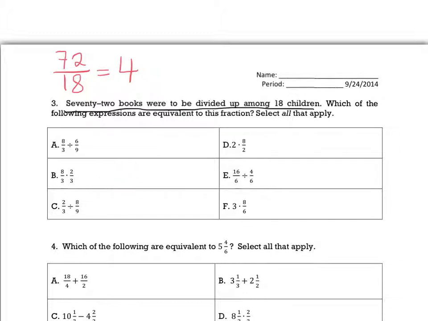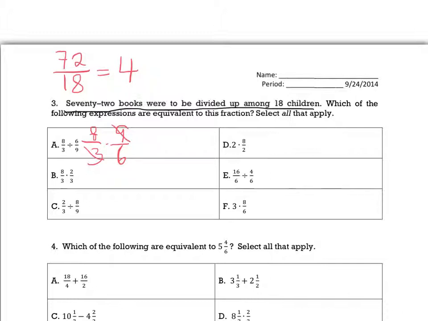Okay, so I'll just do option A here as an example. So you have 8/3 divided by 6/9. I'm just going to use invert multiply. So this is 8/3 times 9/6. You keep the first fraction, change the division sign to multiplication, and then flip the second fraction. And now I can cross cancel.